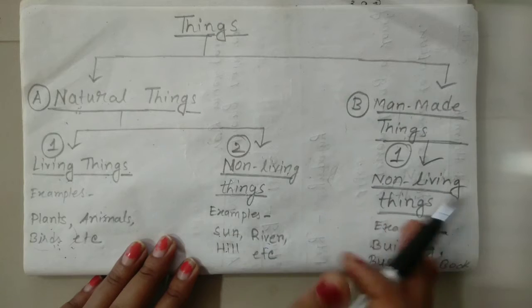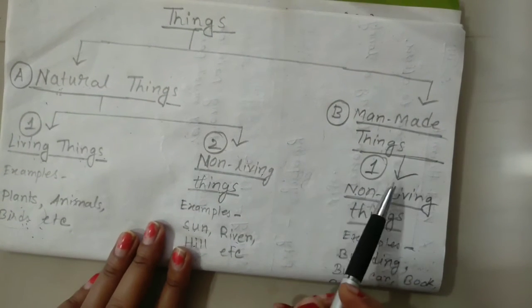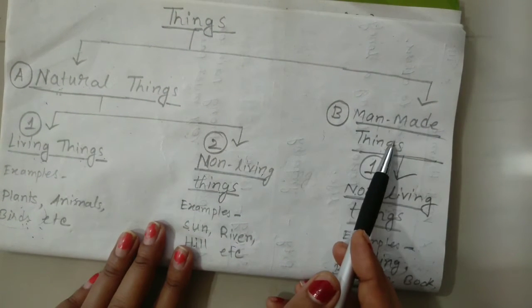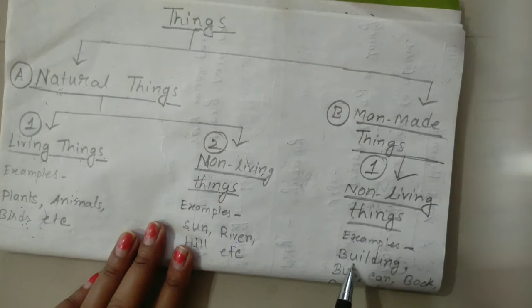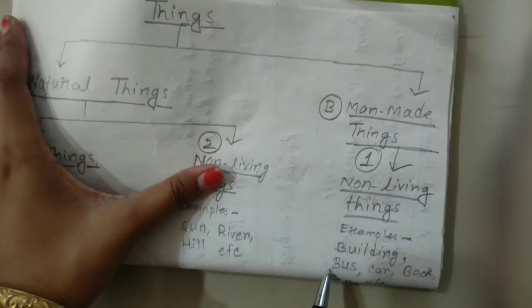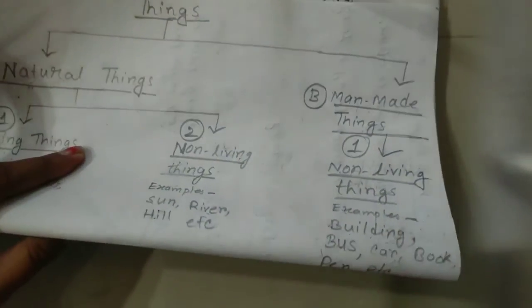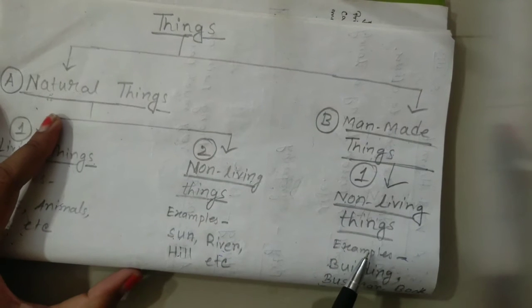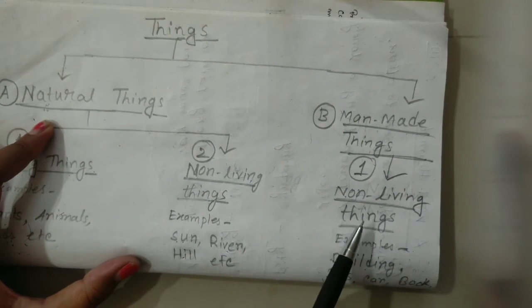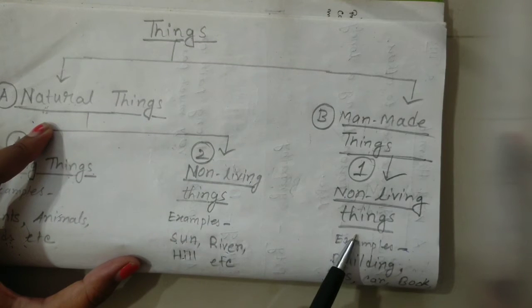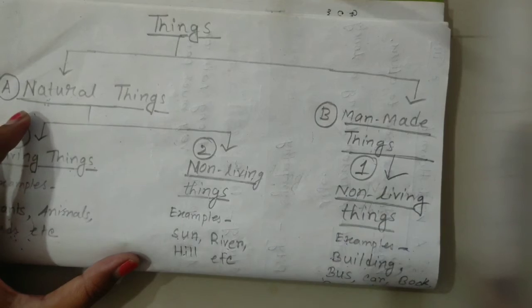Okay, now look, point number B, man-made things. Man-made things are the things made by men, such as buildings, bus, car, book, then pen, etc. They are inanimate objects. They are non-living things. Okay, let us continue reading.